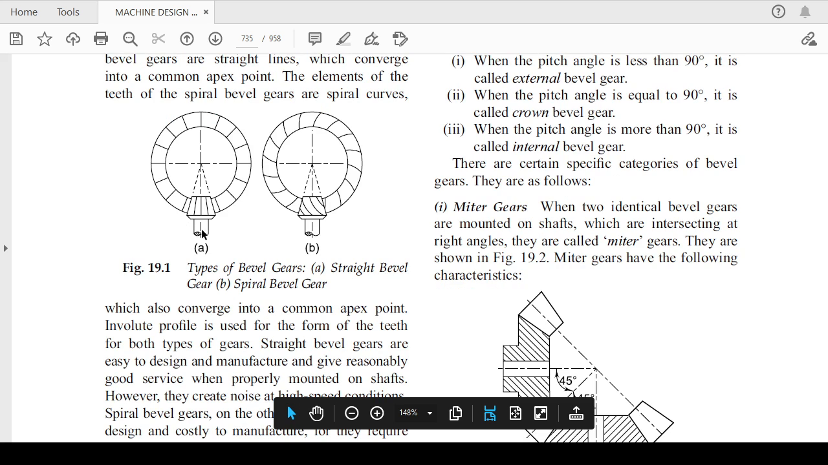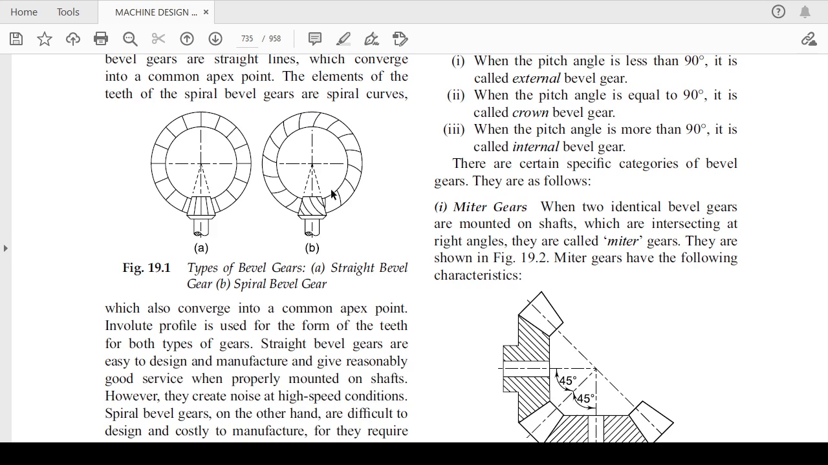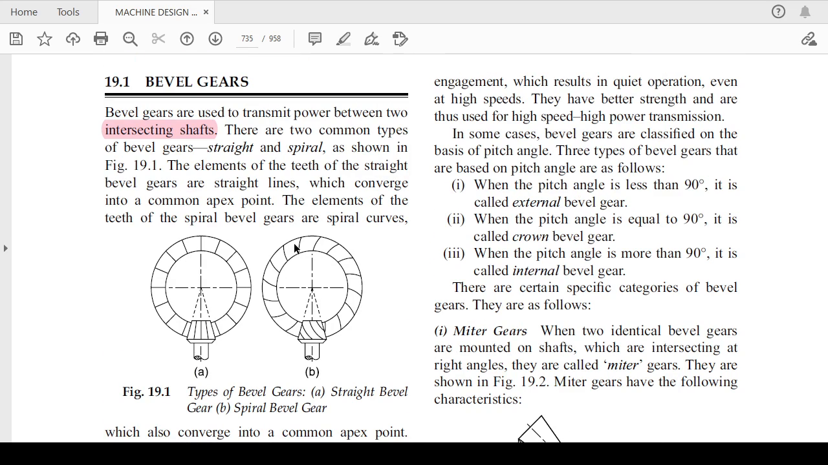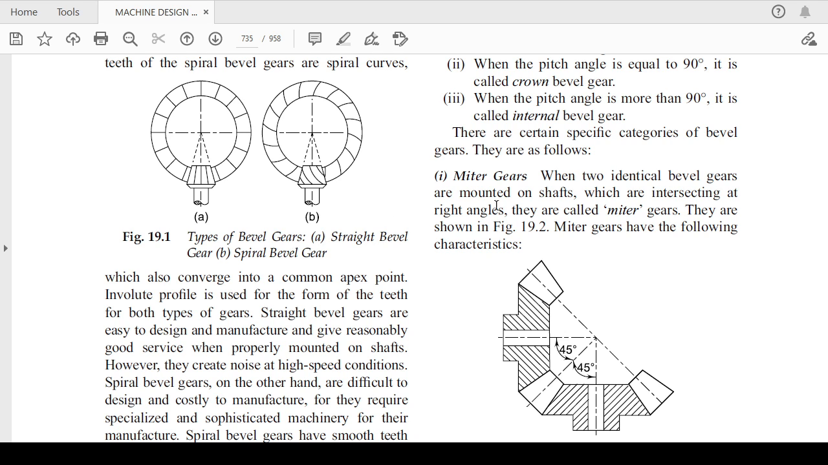Commonly, these are also of two types, straight and spiral bevel gears, as you can see in the picture. This is the straight bevel gear in picture A, and B is your spiral, which means the teeth will be spiral. Now there are also some further classifications, like miter gear.